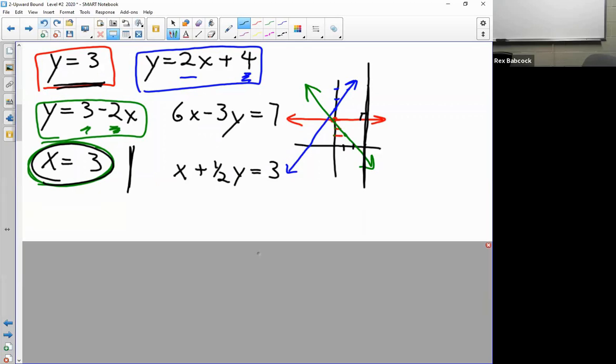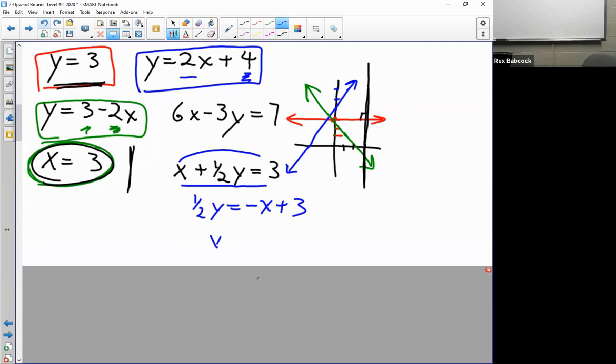Well, the next thing I would do, I would make them y equals. This one's not y equals. Let's look at this one right here. Let's subtract x to the other side. I have a half of y equals minus x plus 3. Still not y equals. I would multiply by 2 to get rid of the half. I would multiply by 2 of the x and multiply the 3 by 2. So this one right here, when I make it y equals, starts at 6. And it has a slope of -2, down 2 and over 1.